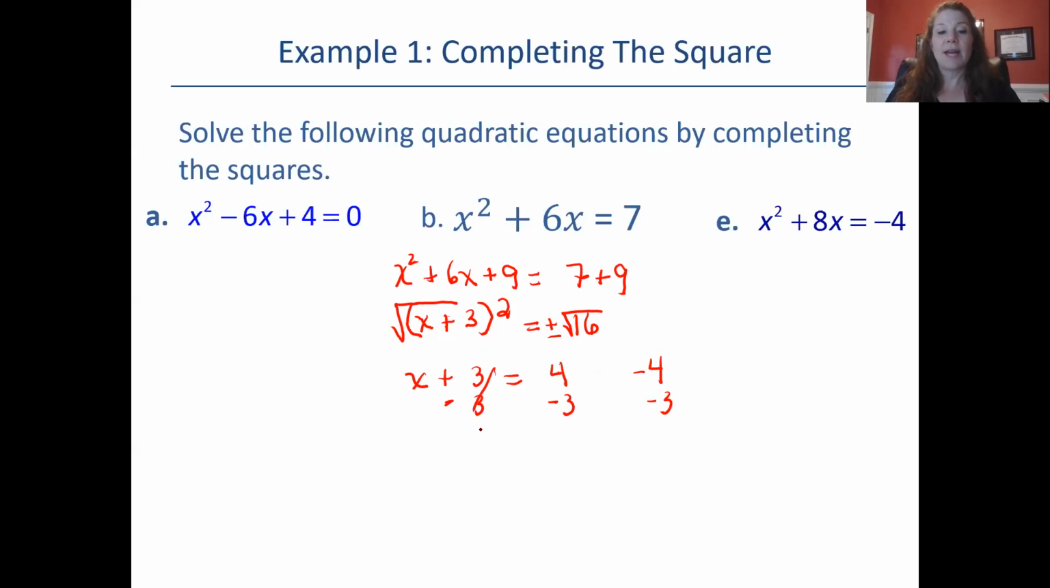So x is equal to 2 numbers. The first one is 4 minus 3, which is 1. And the second one is negative 4 minus 3, which is negative 7. And those are our 2 answers.